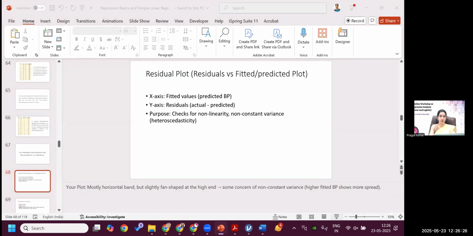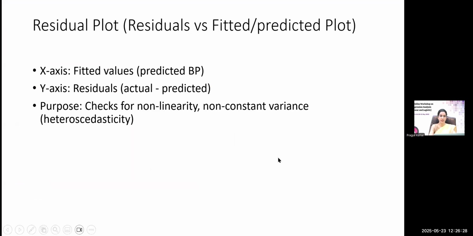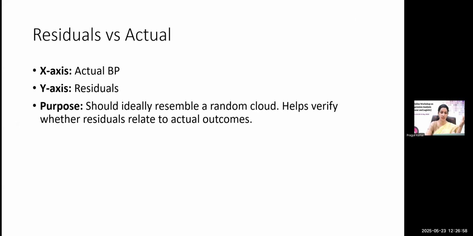In the residual plot, on the x-axis, it gives you the fitted value, which is the predicted systolic BP. And on the y-axis, it is the residual. And the residual is what? Actual minus predicted. So the purpose is, again, it checks for linearity. With this graph, you can check the linear assumption, whether the two are linearly associated with each other. And it checks for homoscedasticity or heteroscedasticity.